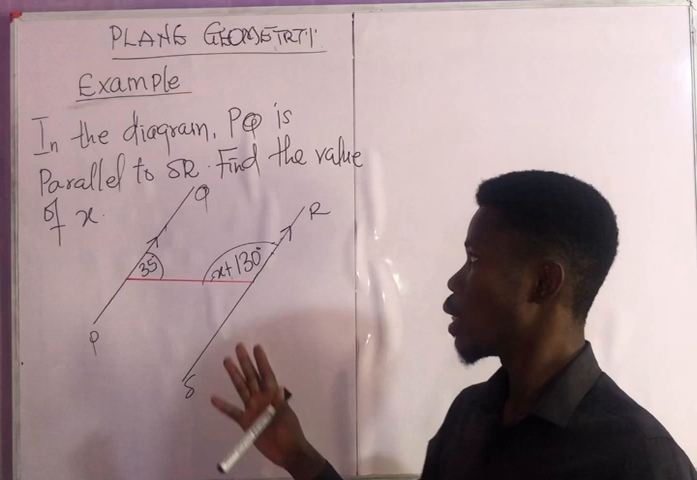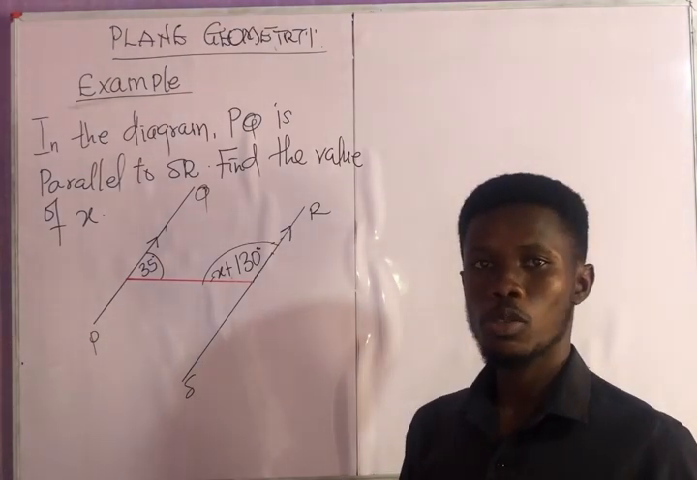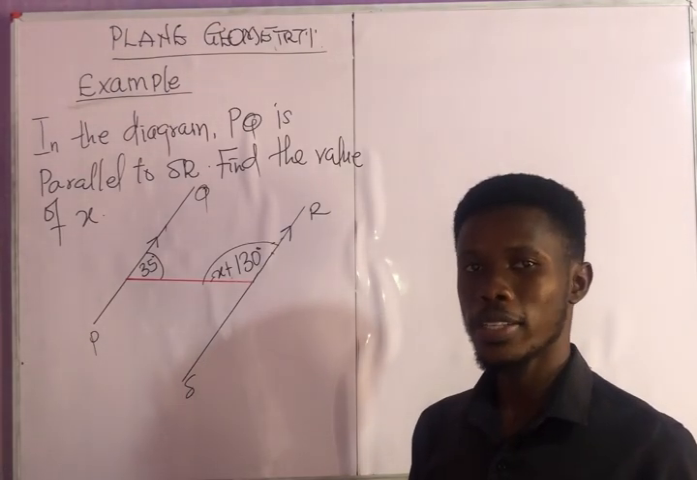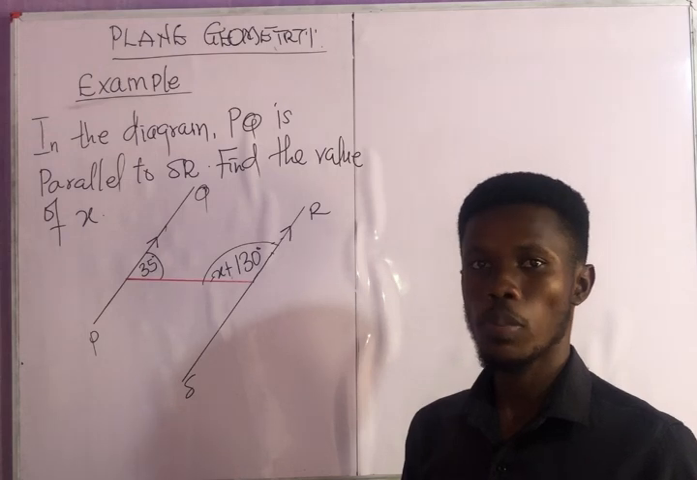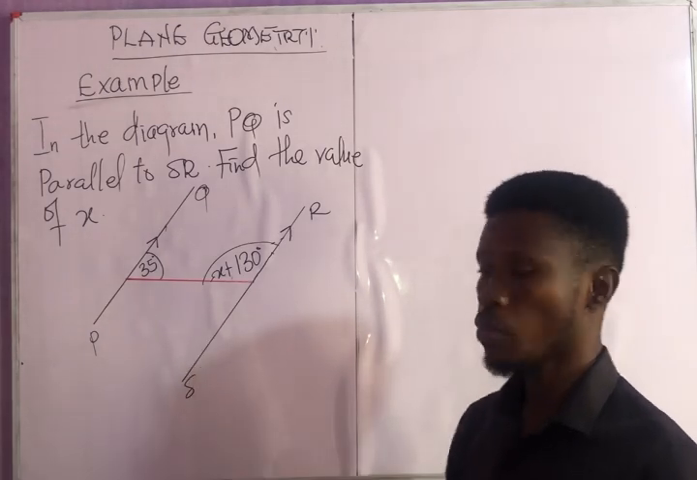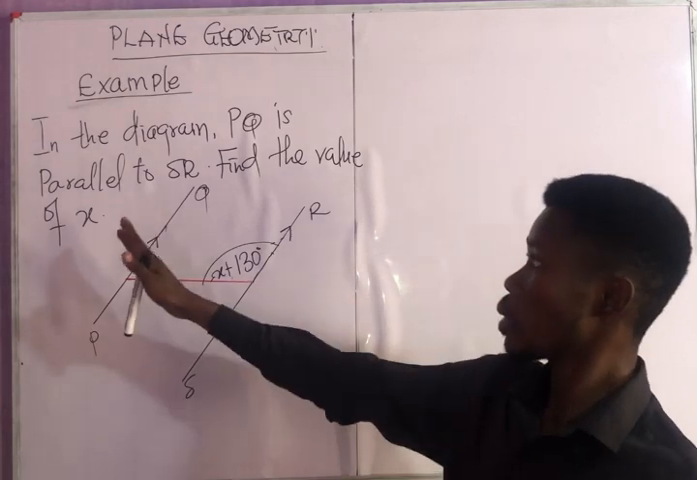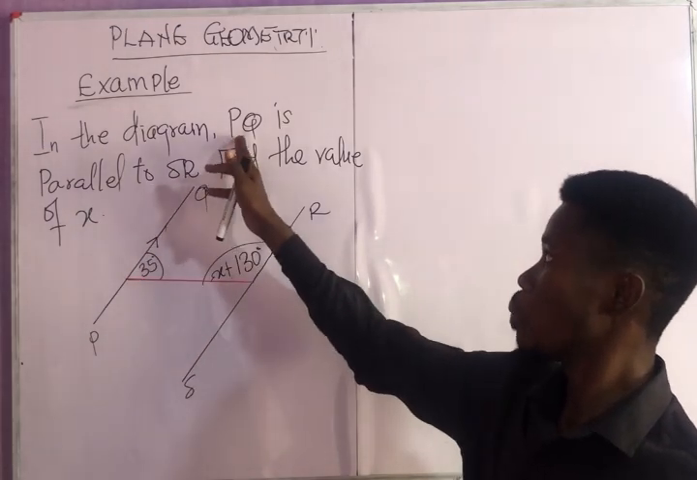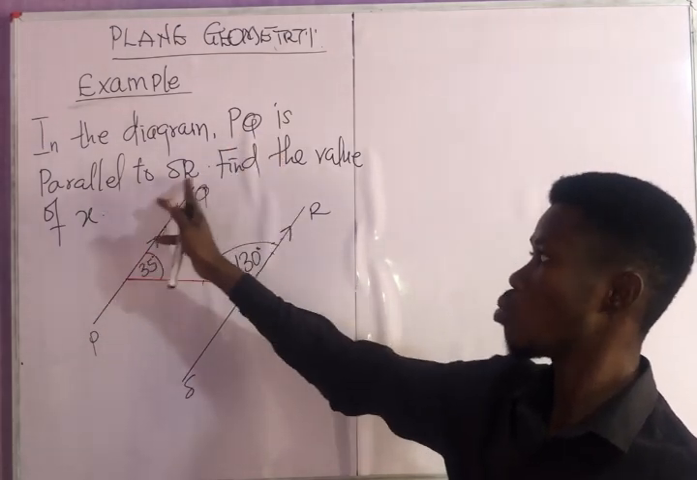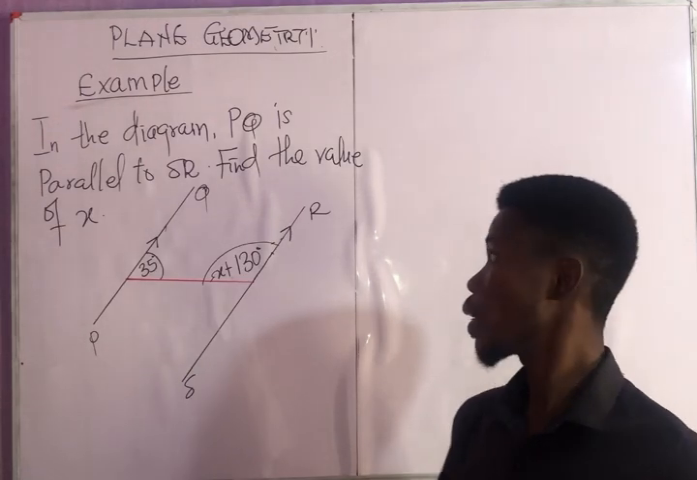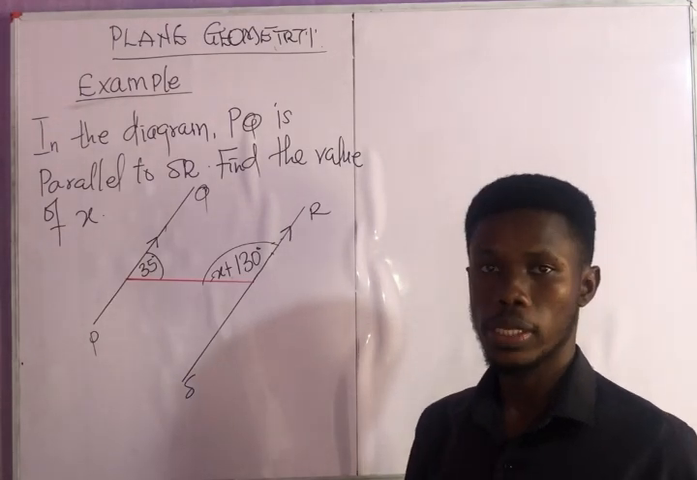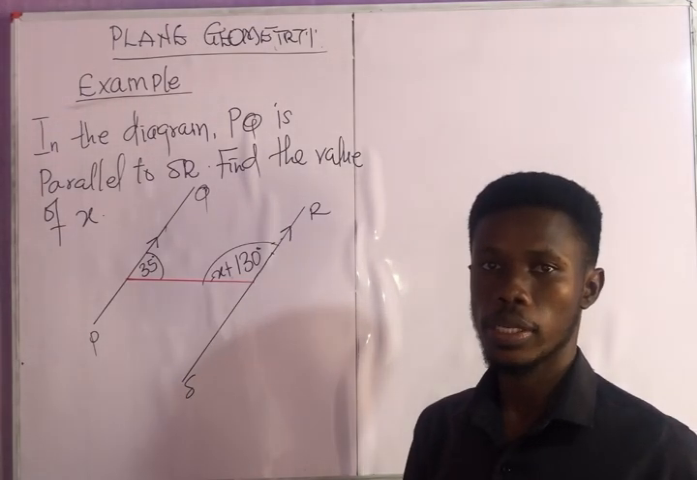Now, this is an example. So we are starting from the easy ones, then we'll be building on it to the complex ones. So we have an example here. Looking at this example, the question is: in the diagram, PQ is parallel to SR. Find the value of x.